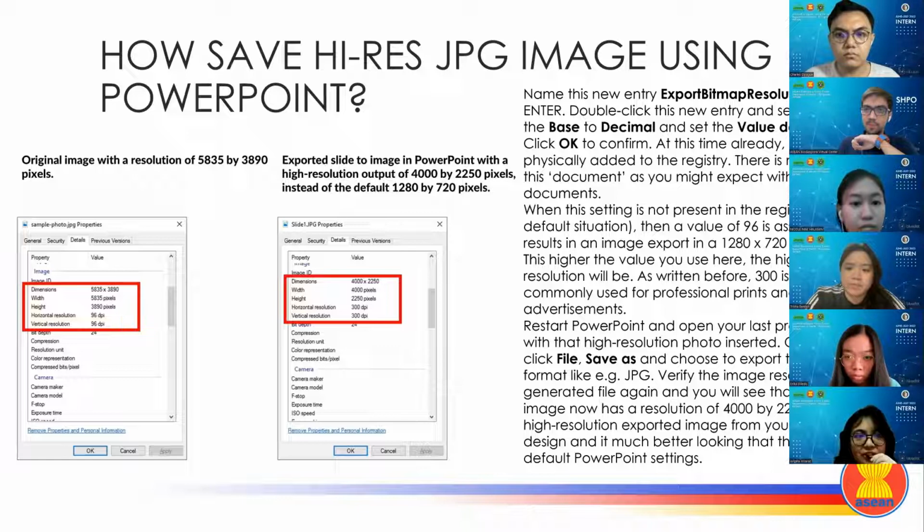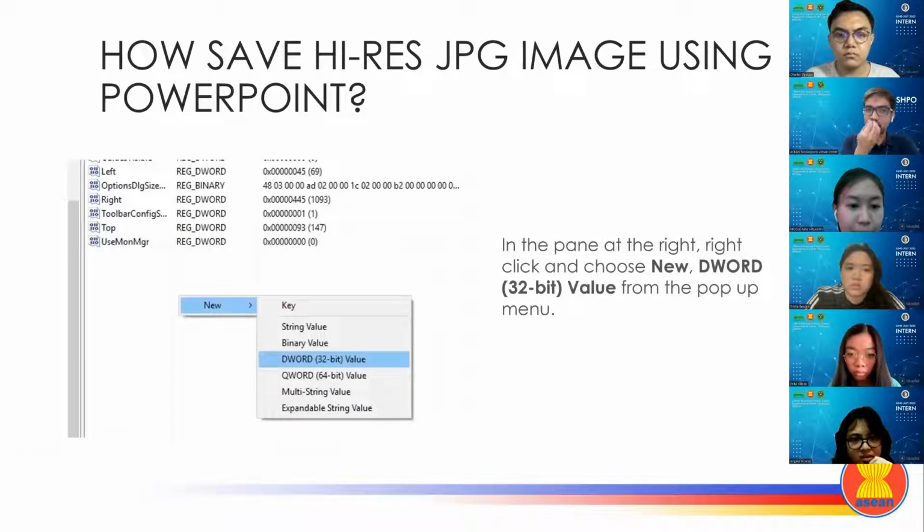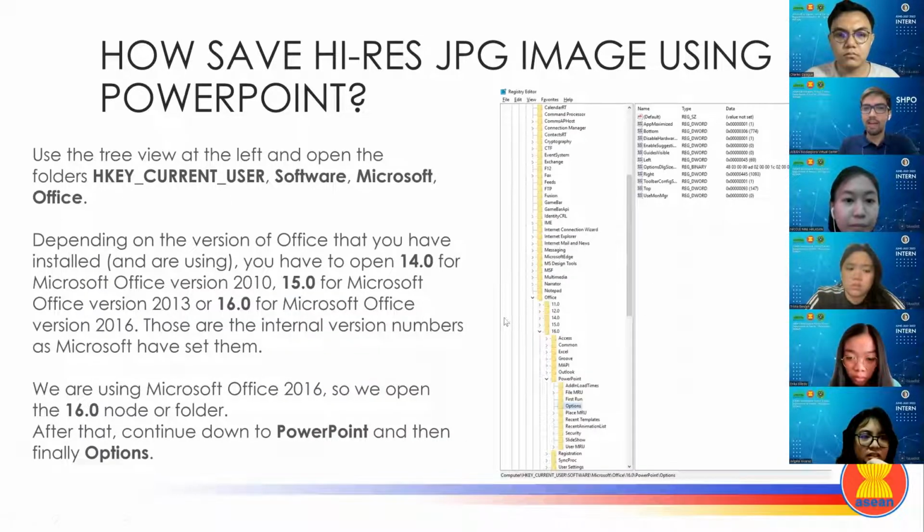Sir, I'm kind of lost. Wait. So, have you hit the word 32-bit value yet? Not yet. I'm still in the file part. The file part. Here, in the options. Yes.